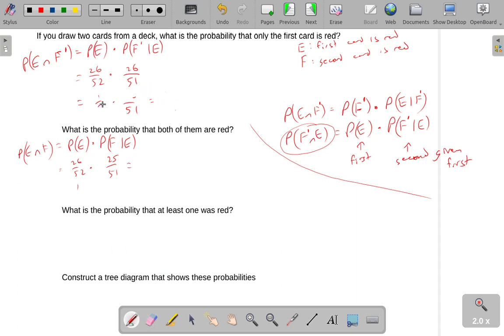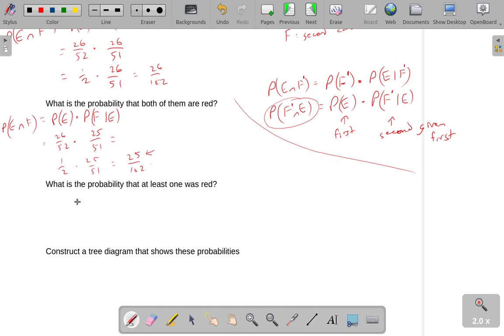What I'm noticing here is I'm probably going to want to keep these things with the same denominator, so I'm actually going to call this 26 out of 102. This one right here is going to be 1/2 times 25 out of 51. This is 25 out of 102. You can see these probabilities are almost equal, but of course the probability of both of them being red is a little bit less than the probability that only the first card is red.